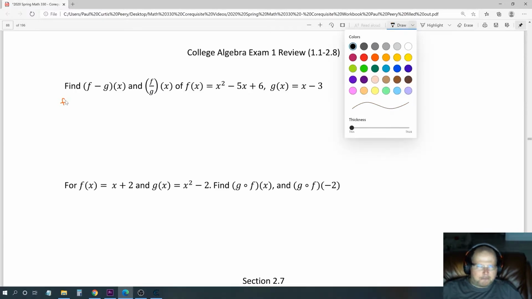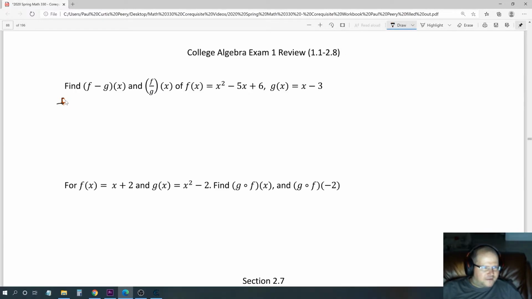Let's use black. Okay, so we say f minus g of x. Now, what that really means is f of x minus g of x. Now what you do is you just substitute in, right? So again, f minus g, both in terms of x, is the same as f of x minus g of x. And then you just plug it in. So where I see f of x, I plug in x squared minus 5x plus 6. That's what I plug in right here. I'm going to use parentheses to represent the fact that I'm doing substitution here.